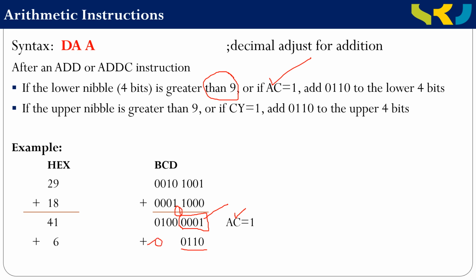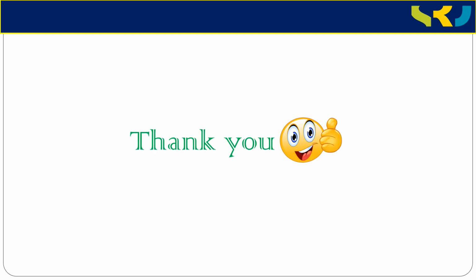Here 06 means the upper nibble is all zeros and 6 means 0110 is added. Once it is added, the upper part is 0100 as it is, and the lower part with 6 added becomes 7. So the result is 47. Similarly, if you consider some other example, you may get the correct answer. The DA instruction is used to correct the result after BCD addition.